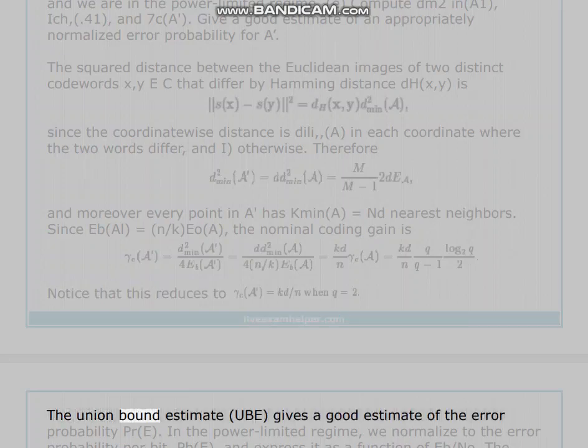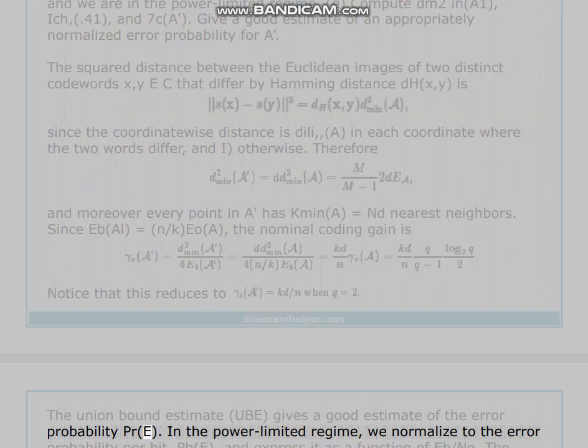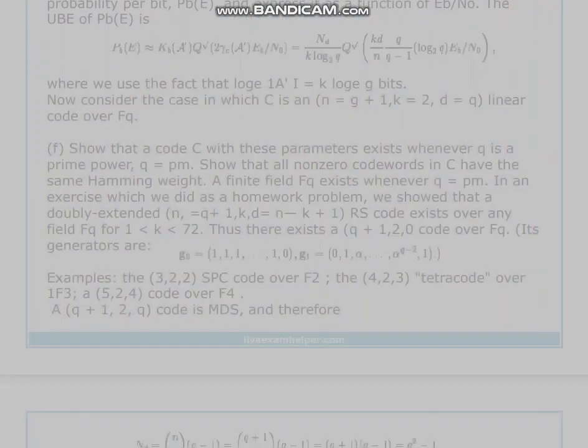The union bound estimate, UBE, gives a good estimate of the error probability Pr(E). In the power-limited regime, we normalize to the error probability per bit, Pb(E), and express it as a function of Eb/N0. The UBE of Pb(E) is as follows, where we use the fact that log2|A'| = k log2 q bits.